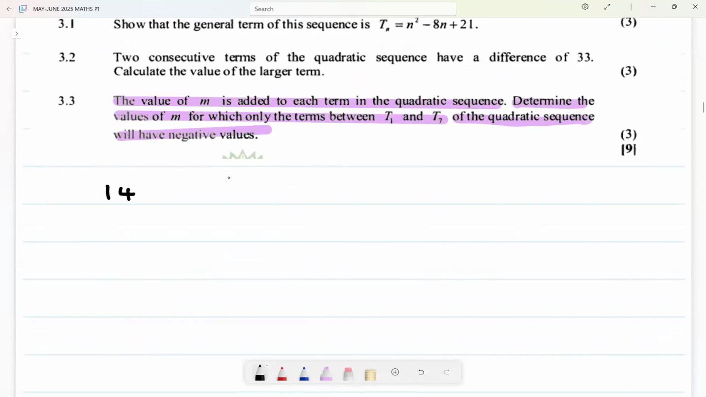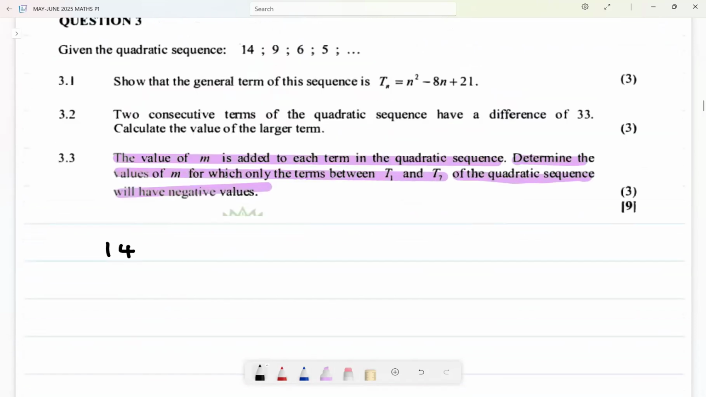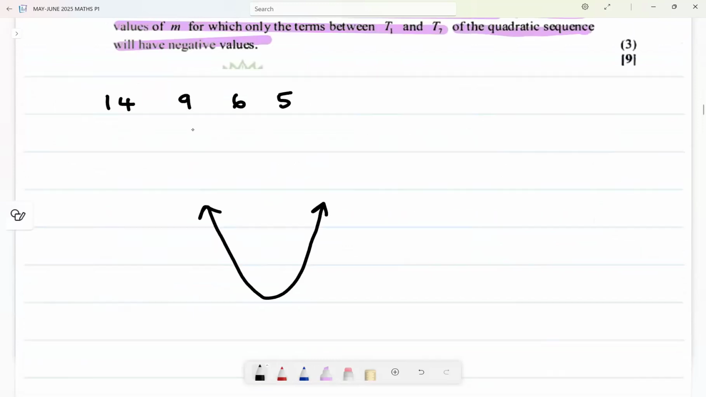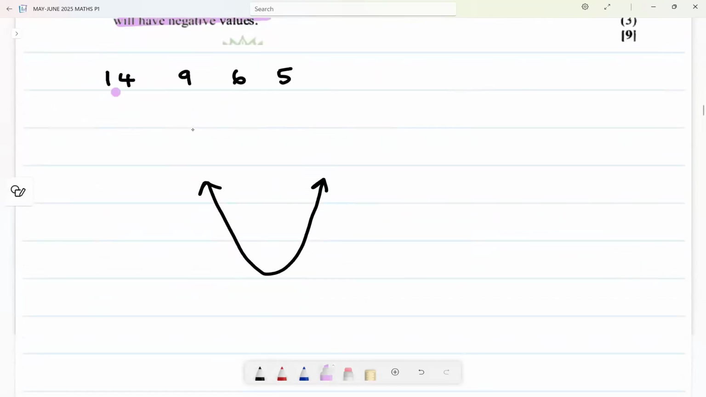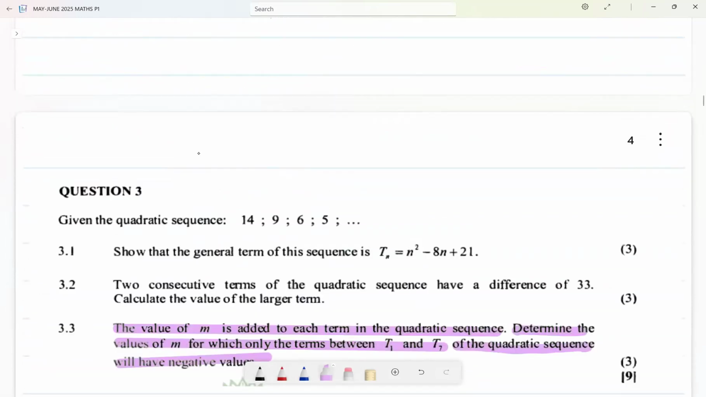The first term is 14, then 9, 6, 5. So how can I find the next 3 terms? You can do that, but I see this is a parabola, guys, facing downwards. It starts from 14 and the value decreases to 6, then 5. Let me see, 14, 9, 6, and 5.